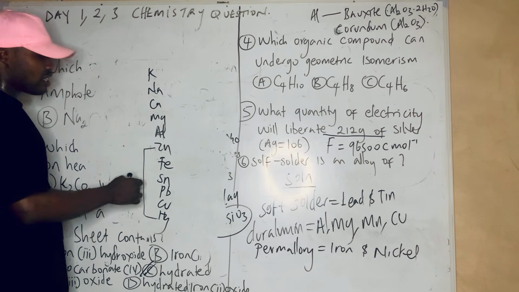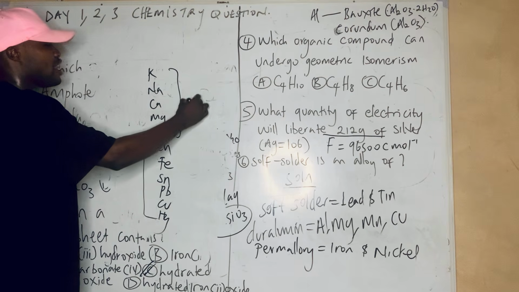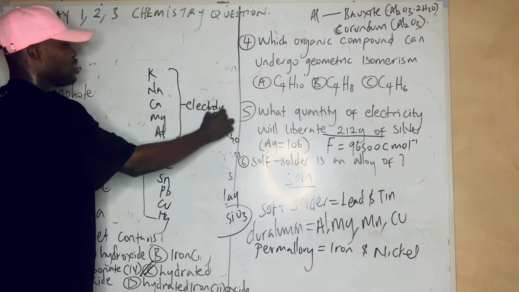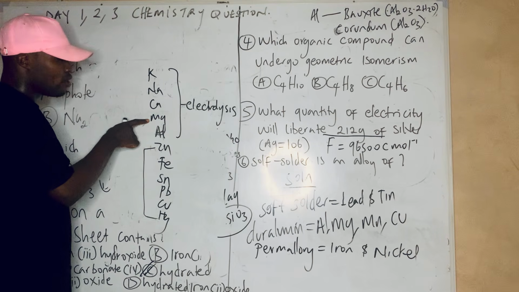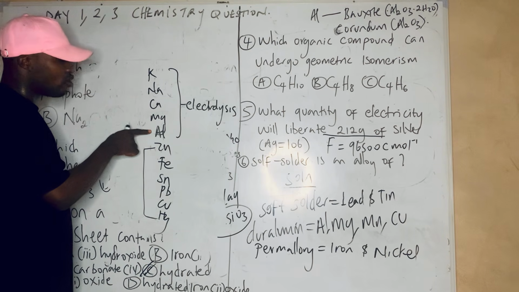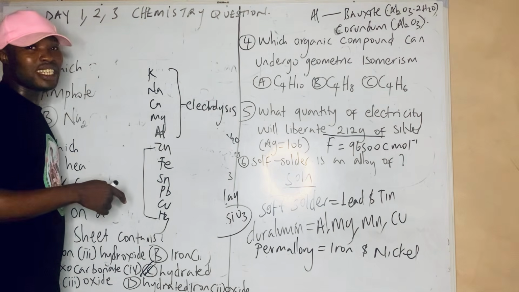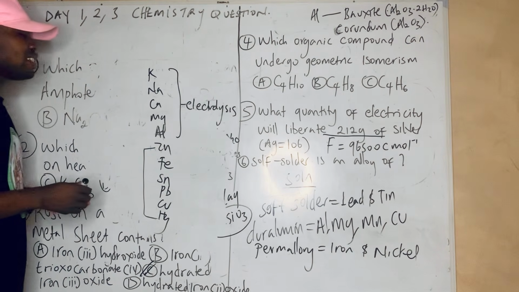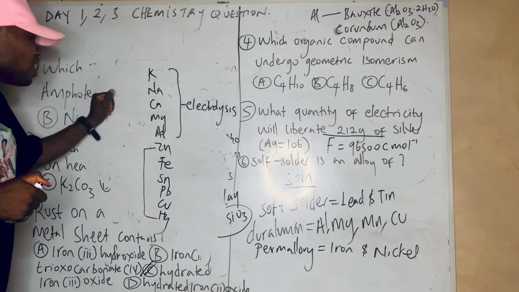Please don't forget chemical or thermal reduction. While these elements above are usually gotten by electrolysis of the chloride. Magnesium is also electrolysis of the chloride, but aluminium is gotten from the electrolysis of its oxide. Don't forget, the UTME body can ask you all these things.